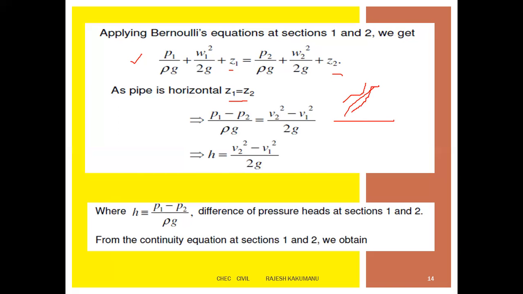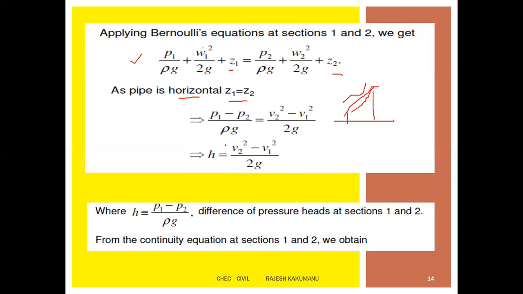If this is a pipe flow like this, the Z1 and Z2 values will differ, but here the pipe is a horizontal pipe, so the datum energies are equal, that is Z1 is equal to Z2. Now P1 by rho g minus P2 by rho g is equal to V2 square minus V1 square by 2g, as these terms get cancelled.